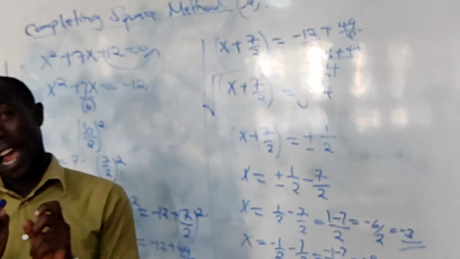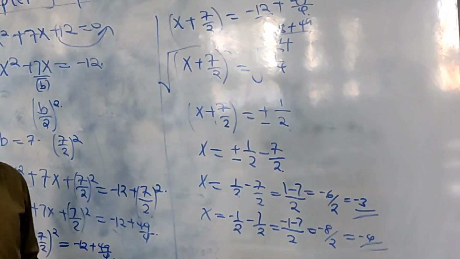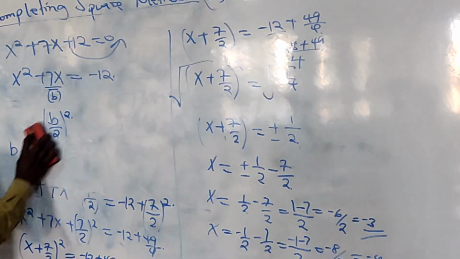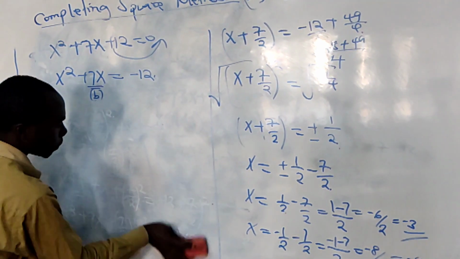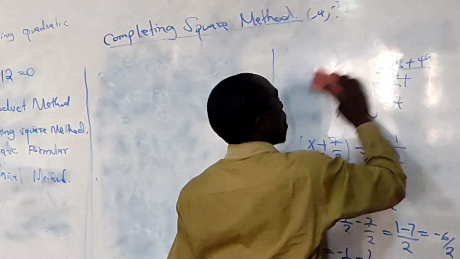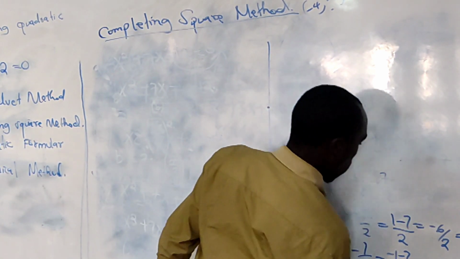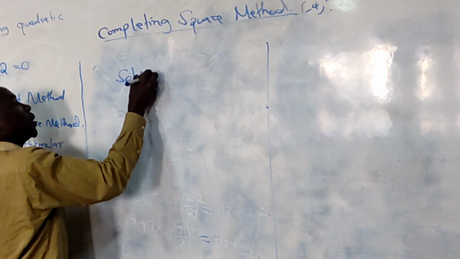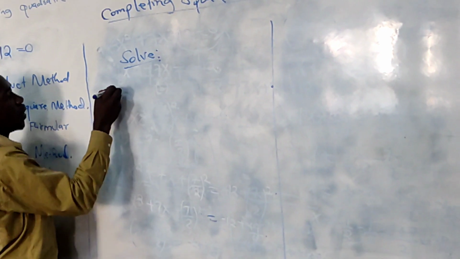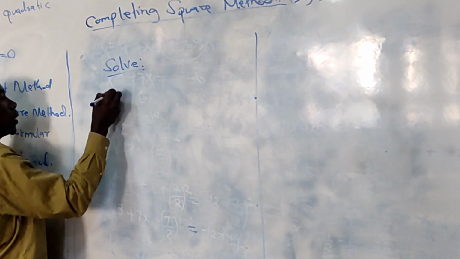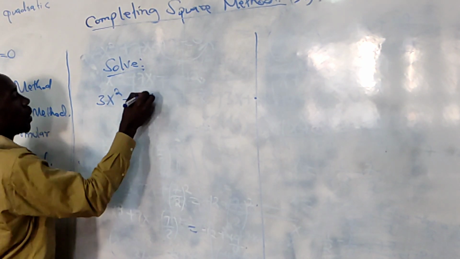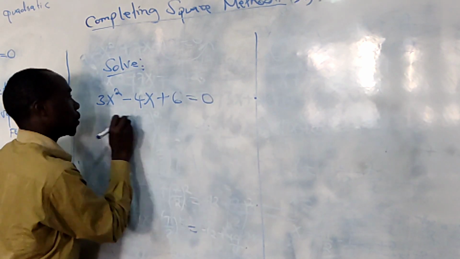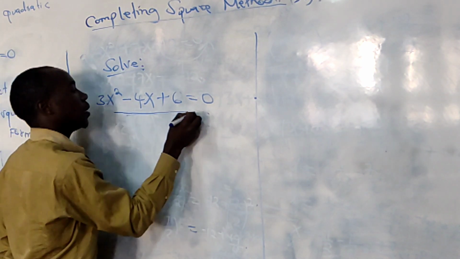Let me give you a question so that you at least try and I see whether you are able to get the answer. You are going to use the completing the square method. So this one you solve, then I want to see the answer that you're going to get. Let me write here. Solve using the completing the square method: 3x squared minus 4x plus 6 equals 0. So, solve this one.